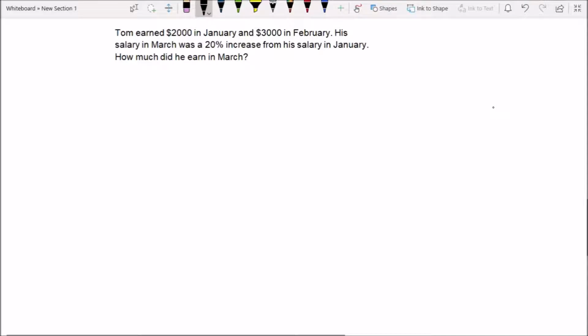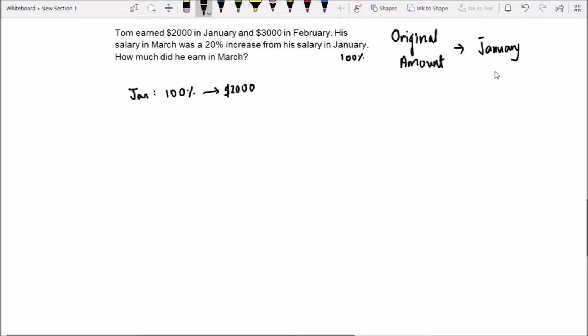In this question, it is easier to identify the original amount. The question states that March was a 20% increase from January, so this indicates that January is the reference point, or original amount. Simply put, January is to be taken as 100%. This means that March is 120% of January. So if 100% of January is $2,000, we can first find 1%, which is $20. Notice that to find 1%, I divide 100% by 100, so I have to divide $2,000 by 100 as well to ensure that the values on both sides of the equal sign remain equal.